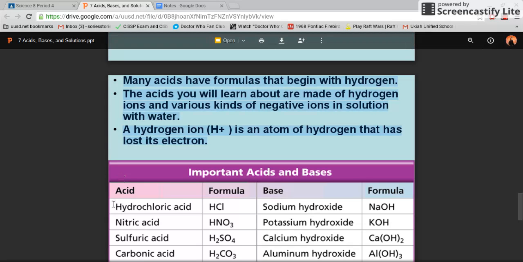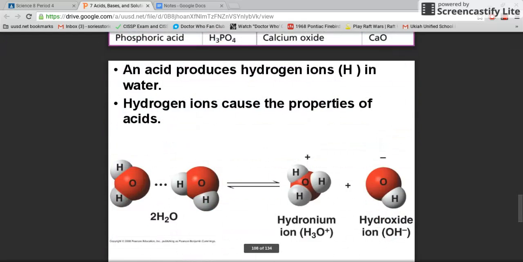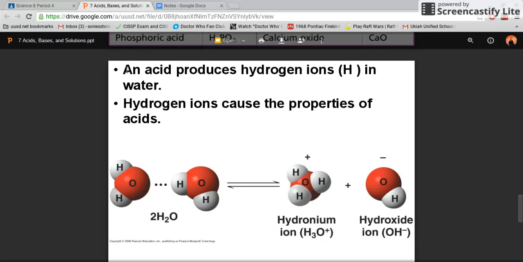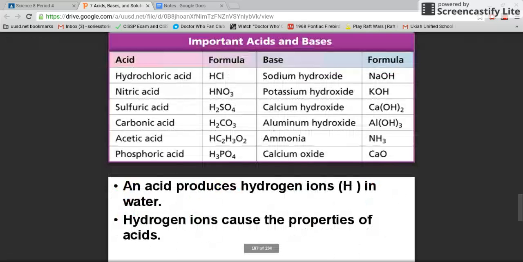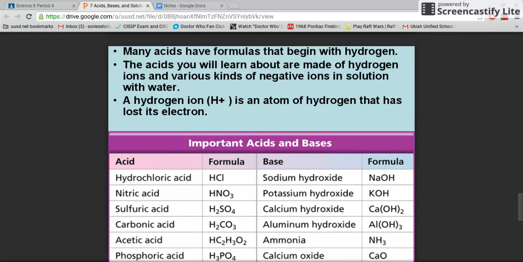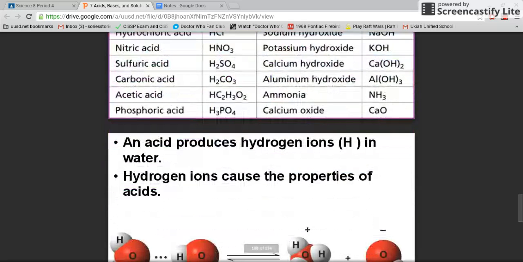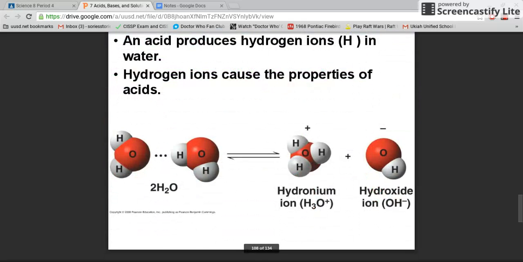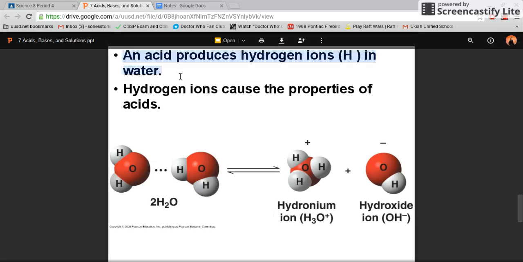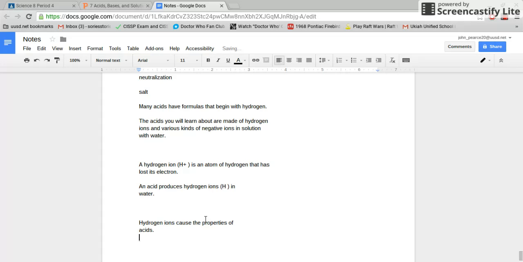Okay. The acids you will learn about are made of hydrogen ions and various kinds of negative ions in solutions with water. Hydrogen ion, or H plus, is an atom of hydrogen that has lost its electron. Okay, an acid produces hydrogen ions in water. Hydrogen ions cause the properties of acids.